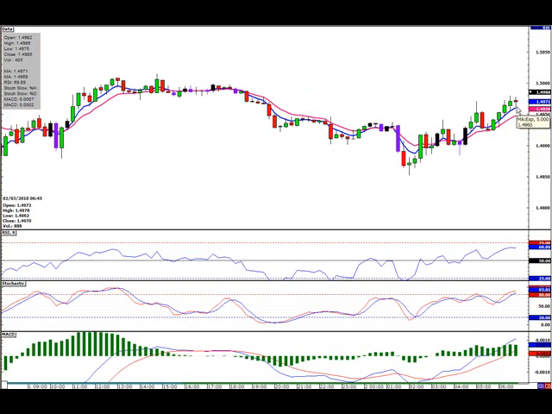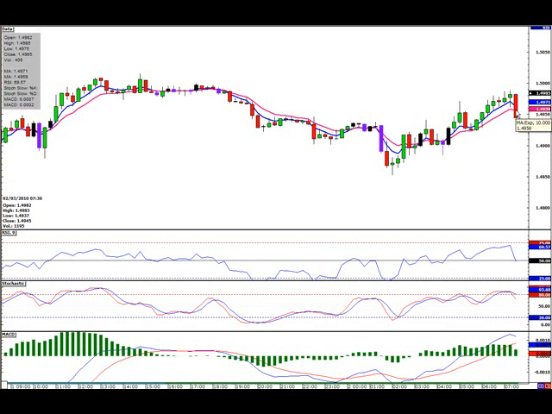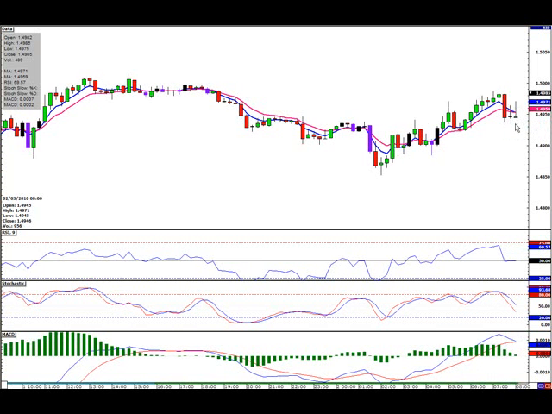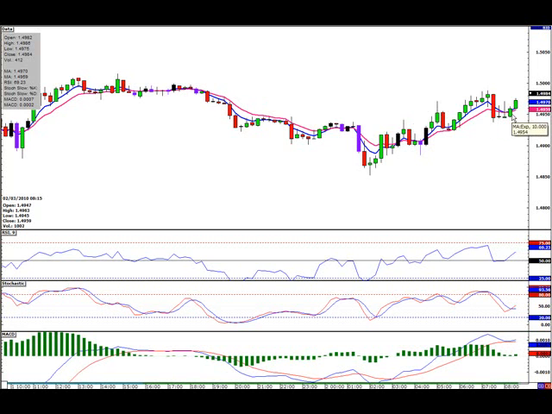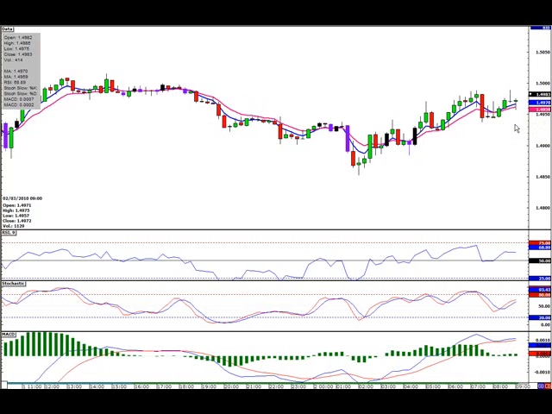So again, it's really good to pay close attention to the rules because it can save you like that. Okay, so we get very close to a crossover here coming up, but nothing happening yet.